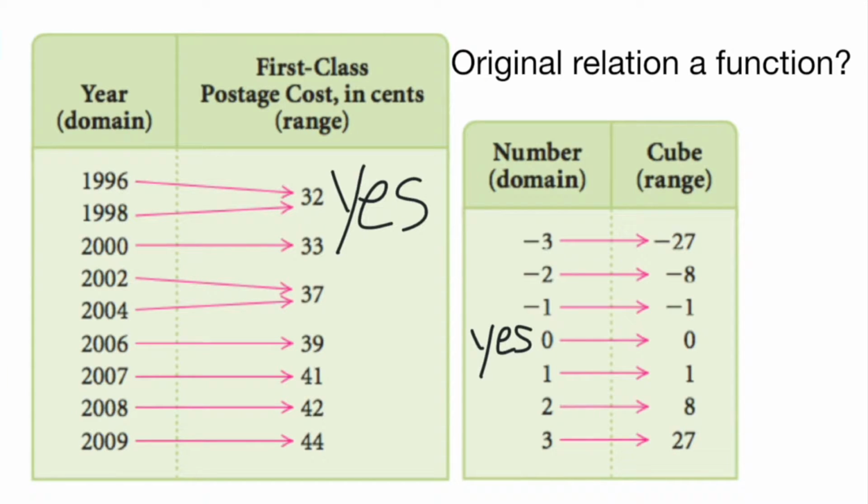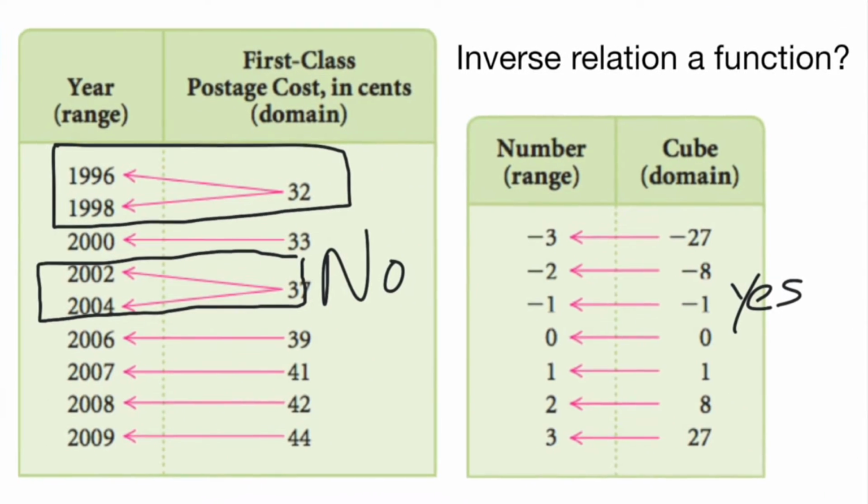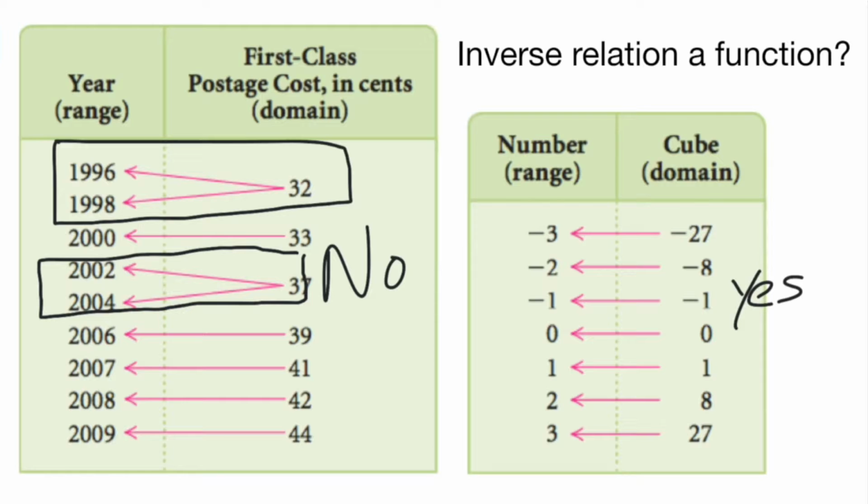Now, if we were to take the inverse of these, like flip them around, is the inverse relation a function? And you can see here that although you could say 42 cents, there's only one answer, 2008. You could say 39 cents, there's only one answer here. But if you try and say something like 37 cents, then as an input, you don't know what the output is. It could be 2002 or 2004. Same thing here. So for this reason, this particular inverse relation is not a function, even though this one is. You can take the cube root of any of these numbers and get exactly one number out.